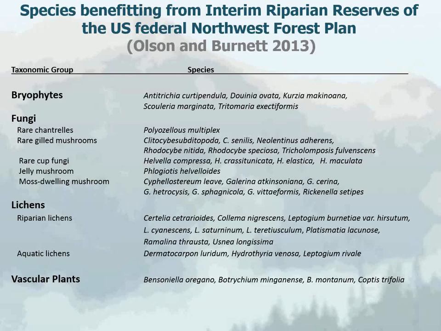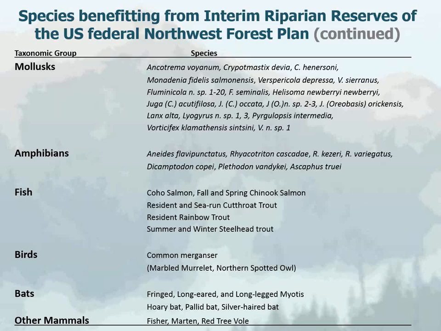The various taxonomic groups looked at what species of concern they had. So these are not just all species. These are the species of concern that had associations with the FEMAT buffers, if you know that acronym, the Northwest Forest Plan buffers. There's bryophytes, fungi, lichens, and vascular plants.